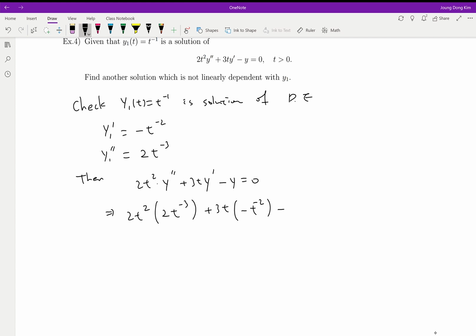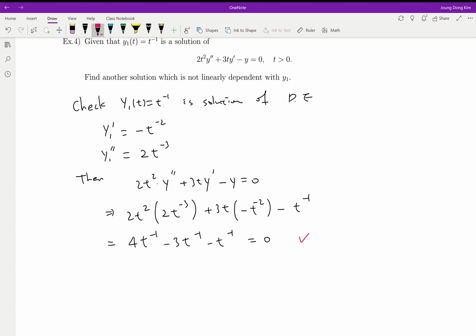Right. It is 4t to the minus 1 minus 3t to the minus 1 minus t to the minus 1. That's exactly 0. Then we have just checked that the given y1 is a real solution.